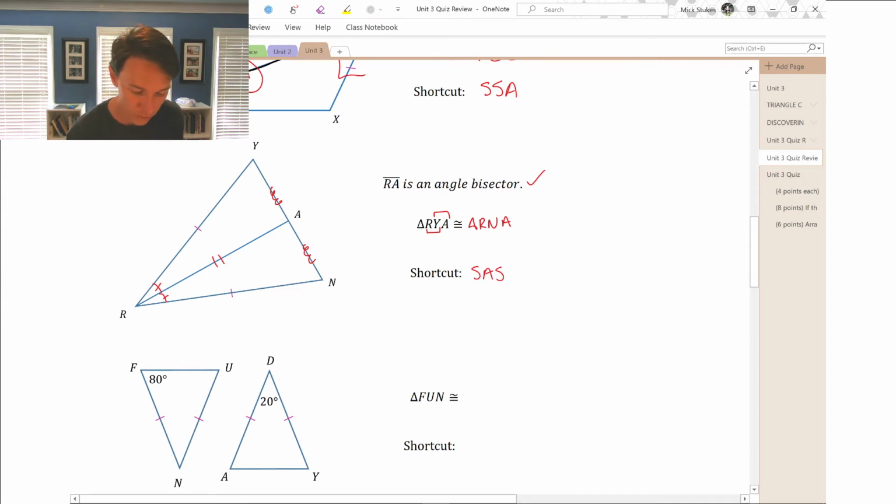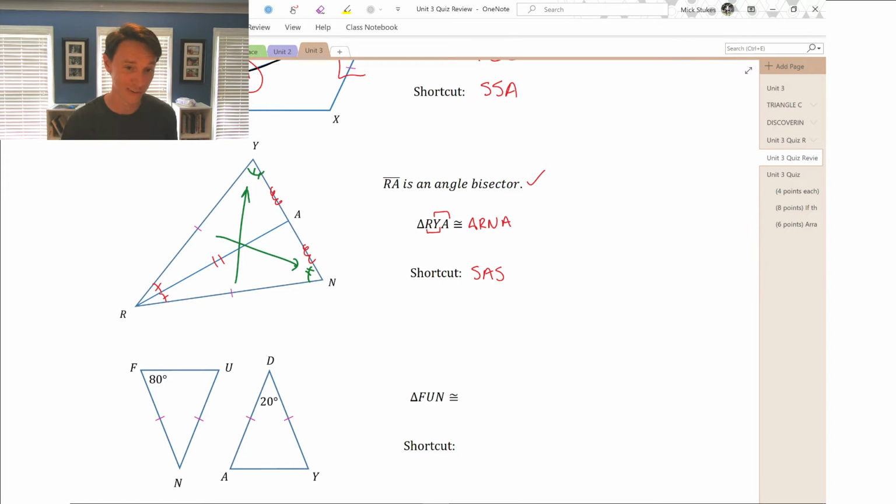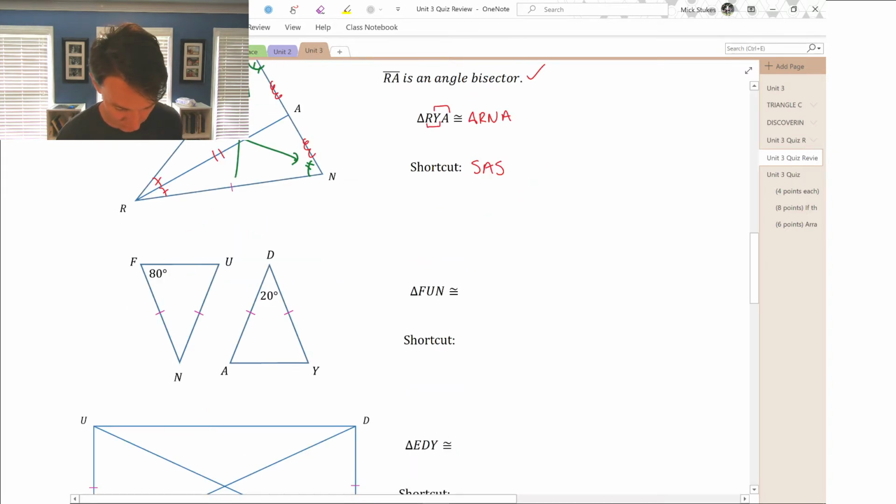You may also note, as a bonus, there's actually a ton of ways to do this one. This is an isosceles triangle, so that means those two angles are congruent, here and here. And then at this point, you could use angle, side, angle, or you could use angle, angle, side if you wanted to. There's a ton of shortcuts that work for this one down here, okay?